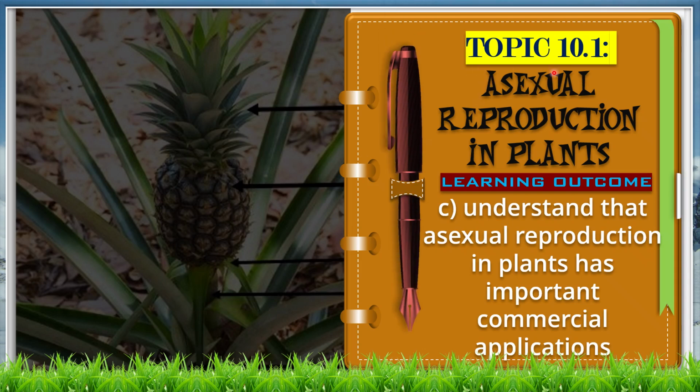I welcome you to topic 10.1, Asexual Reproduction in Plants. We are going to look at learning outcome C. Understand that asexual reproduction in plants has important commercial applications.